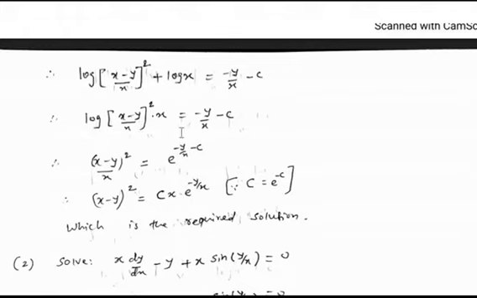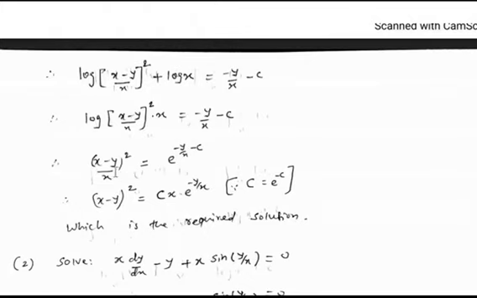Now applying again the property of logarithm, that is log x plus log y equals log xy. So it will become logarithm of x minus y by x the whole square into x equals minus y by x minus c. Right? Now writing this in exponential form. So this one term will be as it is, and considering base as e, x minus y by x the whole square into x will become e raised to this term, that is minus y by x minus c. So one x will cancel out. So in the denominator we will be having x one time only.